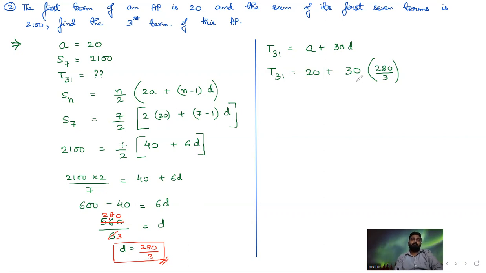But you see, the beauty of it is towards the end when you find out the 31st term. Keep it in fraction, don't try to find it in decimal. It is definitely cancelling out. So T31 is equal to 20 plus 2800, so this is T31, 2820. That's my value of the 31st term.